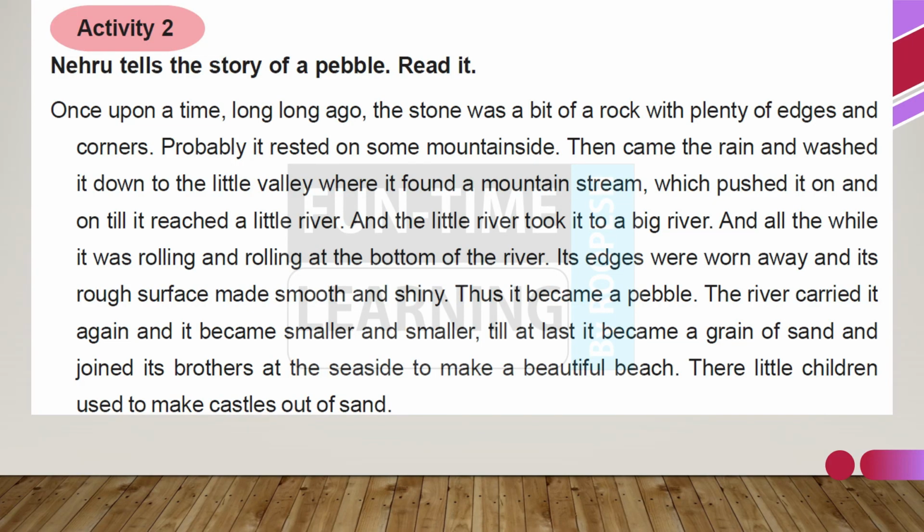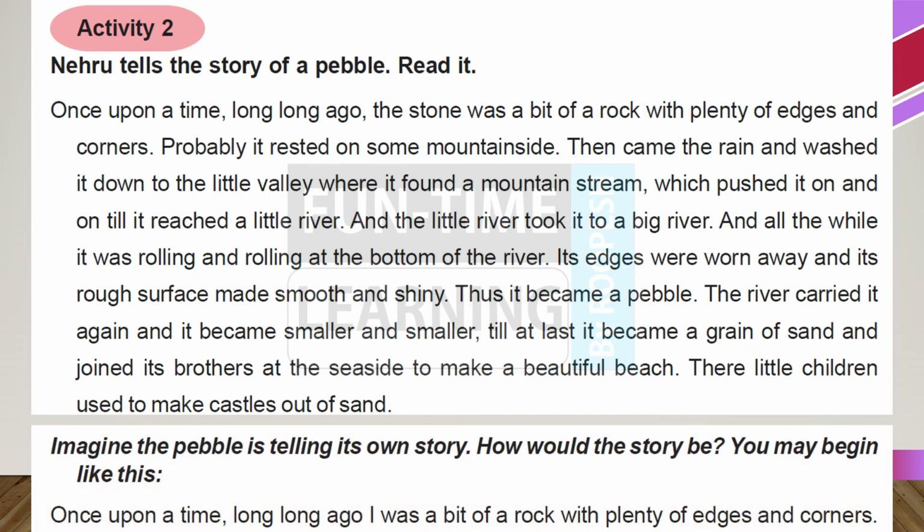Activity 2, Nehru tells the story of a pebble. Read it. Once upon a time, long, long ago, the stone was a bit of rock with plenty of edges and corners. This is a story. Imagine the pebble is telling its own story. So how would the story be? You may begin like this. Once upon a time, long, long ago, I was a bit of rock with plenty of edges and corners. So here we are changing the word, the stone, to I.